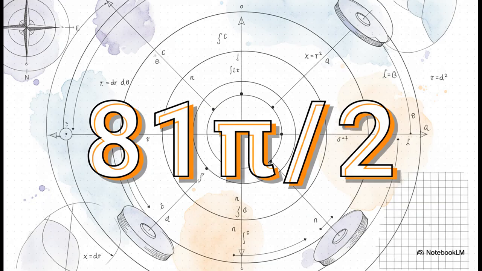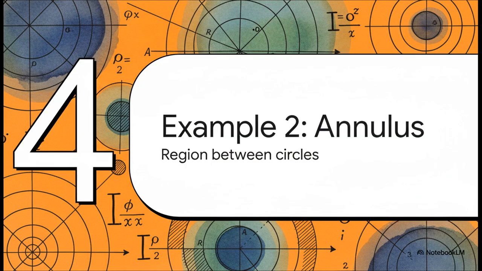Just look at that, a clean, beautiful answer to what could have been a really messy problem. Okay, that was cool. Let's try another one. Build on that. A slightly different scenario. What if the area we're integrating over isn't a solid disk, but like a ring? A donut shape? The technical term is an annulus, by the way.